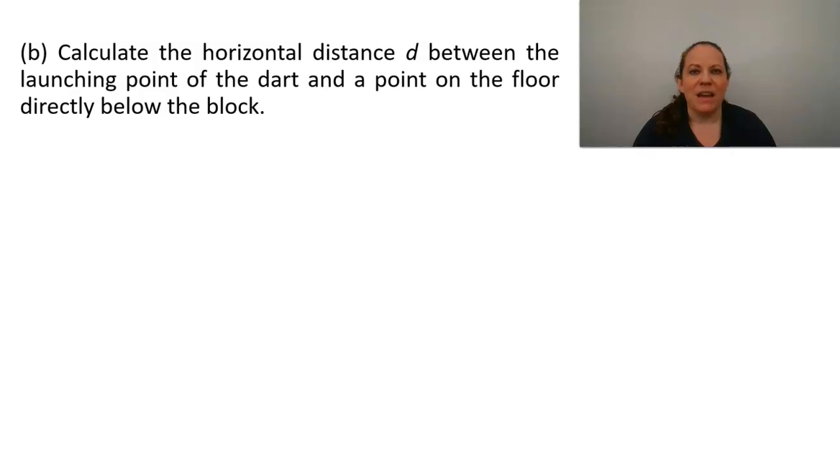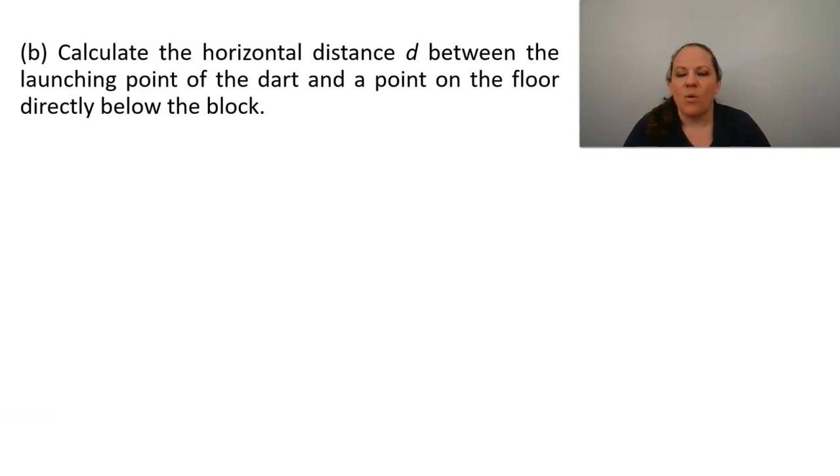And part B, calculate the horizontal distance d between the launching point of the dart and a point on the floor directly below the block. So that sounds an awful lot like the horizontal distance traveled for this projectile. So to know how far it's going to go when we know the horizontal velocity, we're going to need the time in the air.